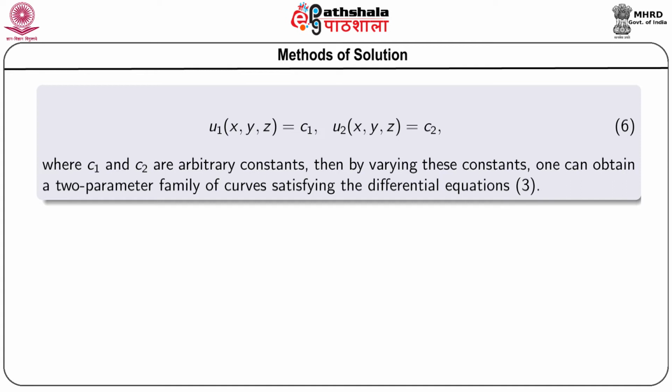And we have already read that u1 of x y z equals C1 represents the equation of a surface, and u2 of x y z equals C2 represents the equation of another surface, but these two equations together represent the equation of a curve. Therefore, equation 4 represents a system of curves with two parameters, C1 and C2. So, here we learn that for a simultaneous equation in three variables, the general solution is a system of curves with two arbitrary parameters.